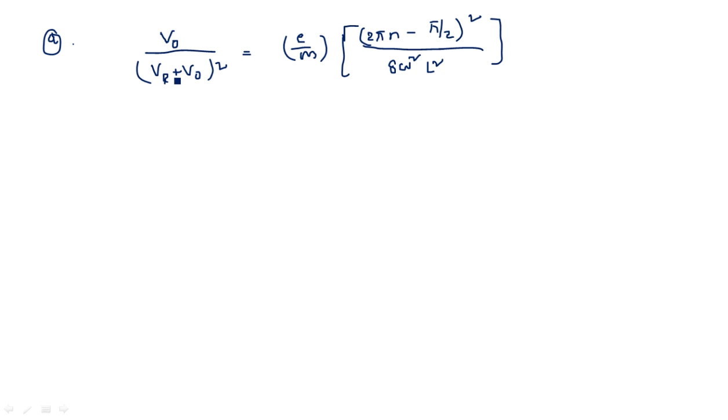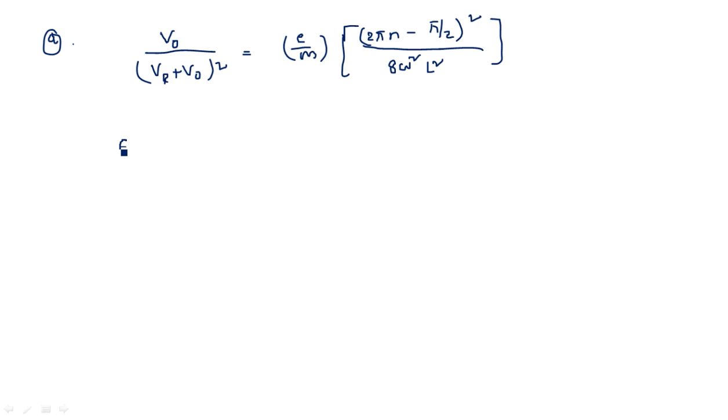In this, what are the given known values? V0 is given, the anode voltage is 600 volts. The E by M ratio is directly given, and 2 pi n is given, where n is the number of modes, taken as 2, then pi by 2, and 8 omega square. Omega is nothing but 2 pi f. F is given as 9 gigahertz. So from that we can write omega square, and L square. L is also given, which is 1 millimeter.